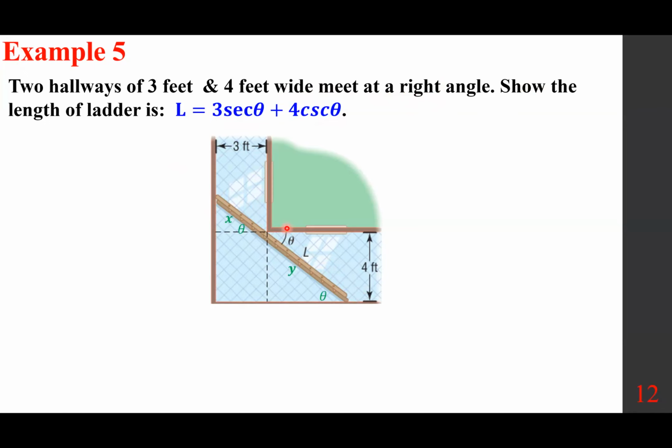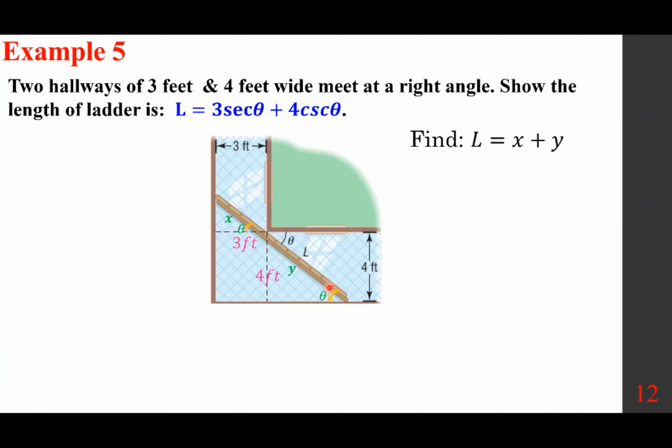So first and foremost, if this is theta, this is theta. Then this distance, we're going to call x and this distance y. Of course, this was 3 feet, this was 4 feet, right? This is 4, this is 4, this is 3, this is 3. And therefore, the length that we want is x plus y. Okay, everybody?